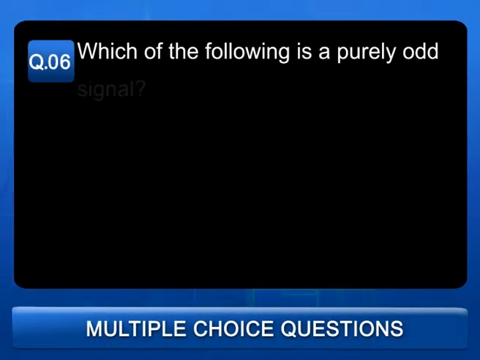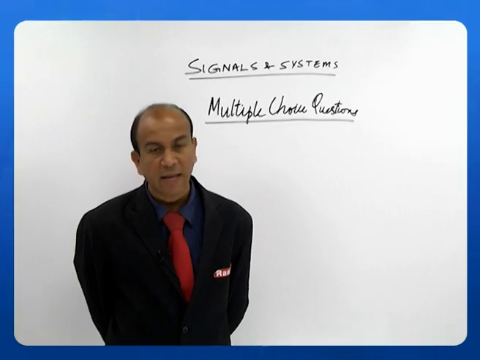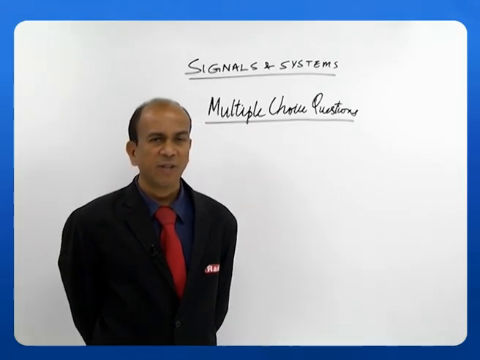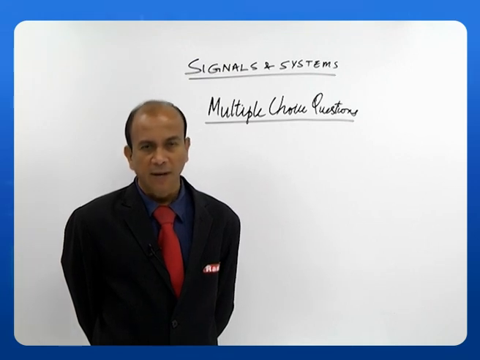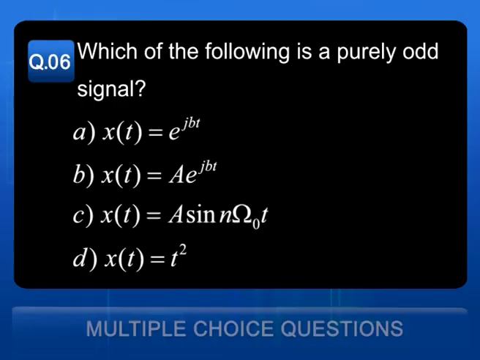Okay, let us look at the sixth question. It says, which of the following is a purely odd signal? The first one, A, is x of t equal to e to the power of j bt. B, x of t is equal to a to the power of j bt. C, x of t is a sin omega naught t. And D, x of t is equal to t square. The answer is C, where x of t is equal to a sin omega naught t, which is a purely odd signal. So the answer is C.